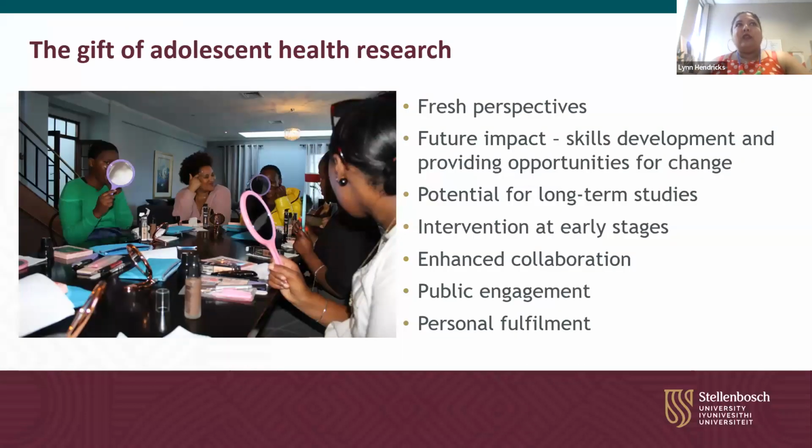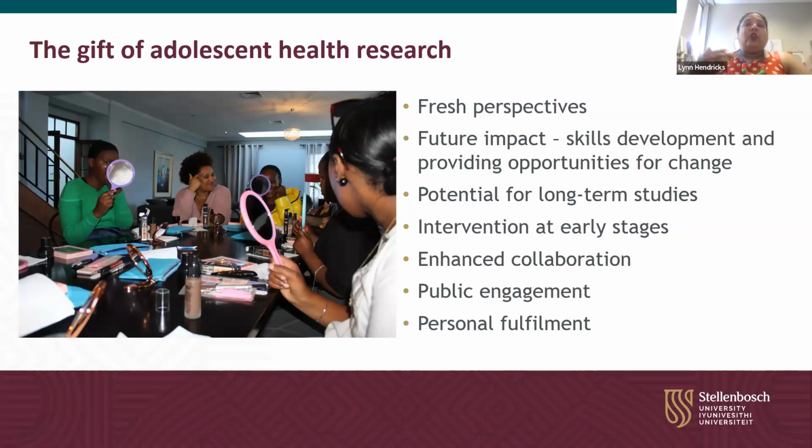So I'd like to end with the gift of adolescent health research. I mean, young people are so amazing. They give the freshest perspectives and unique ideas about research topics. They're in a stage of life where they're forming their own opinions, their own identities, and it can really bring a lot of innovation to research. If we think about the future impact we are making, we are working with the future generation who are going to be the leaders of tomorrow. Their ideas are going to inform policies and interventions that will impact society.